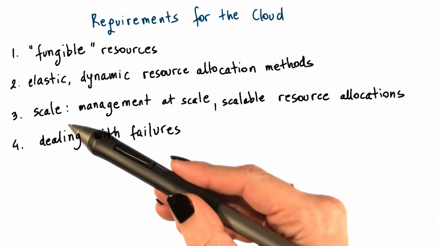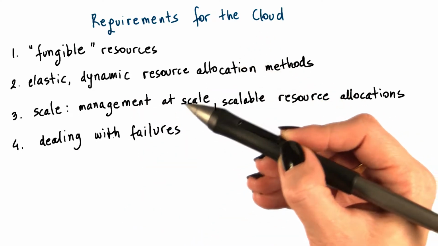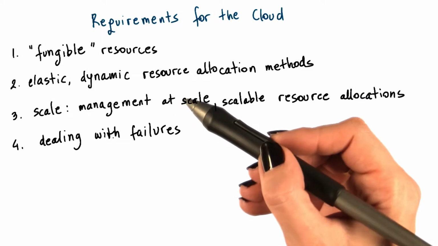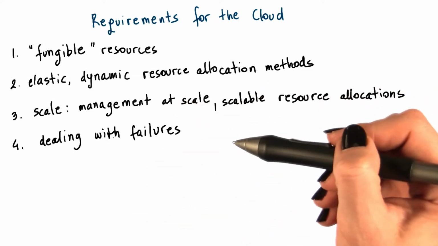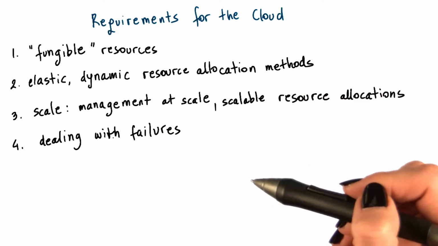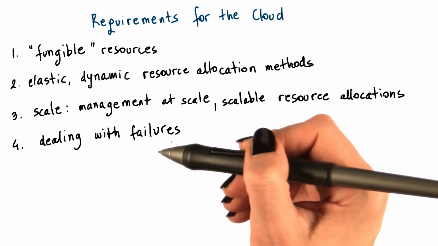Once scale is introduced, failures become inevitable, really. If we have some probability that one component in the system will fail, the more such components we put together, the greater the probability that something in that collection will fail. So we have to incorporate mechanisms to deal with failures.